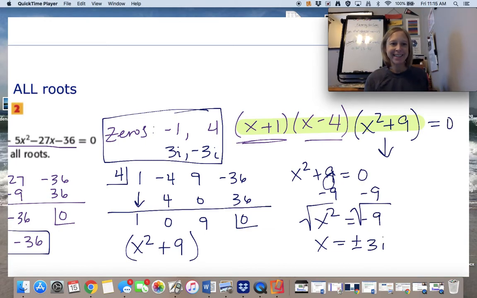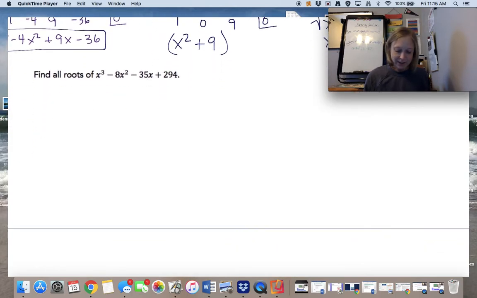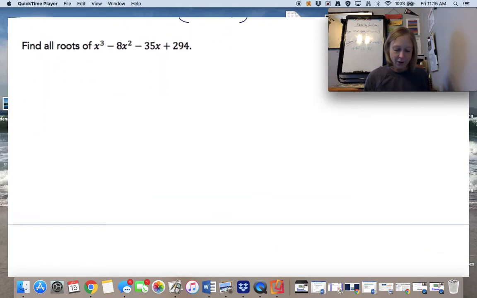Speaking of multiplicities, I have one more example for us. This one's very similar. It says find all the roots. We've got our standard form. If I go ahead and try to group this, the problem I'm going to encounter is I'm not going to have matching parentheses because 294 divided by 35 is not 8. So I'm going to do the same thing as before. I'm going to head over to Desmos and put this equation in there and look at some zeros and work my way backwards.